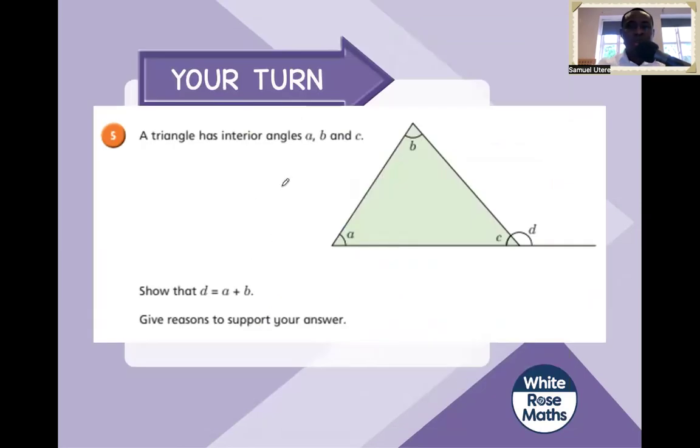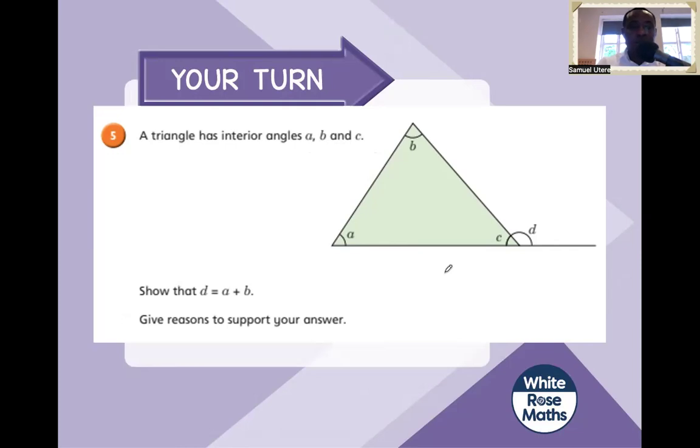Here is question 5. We've been asked that a triangle has interior angles A, B, and C. So pause the video and answer question 5 in 2 minutes. Assuming you've paused the video and you've answered question 5, here are the answers.